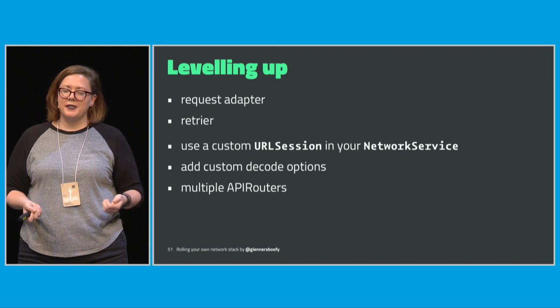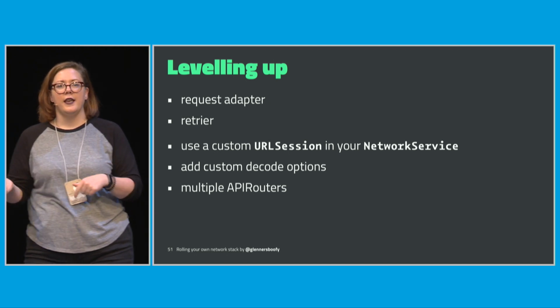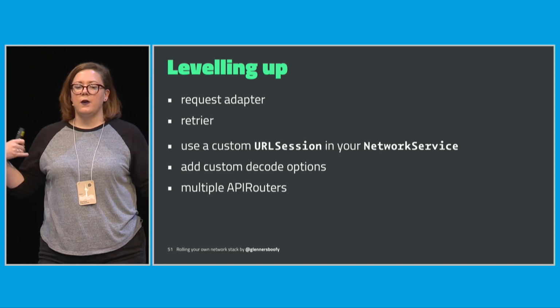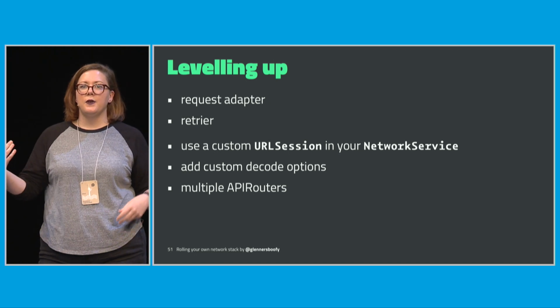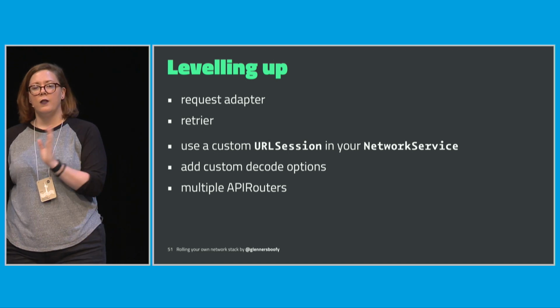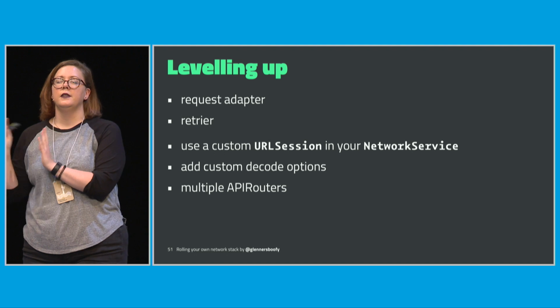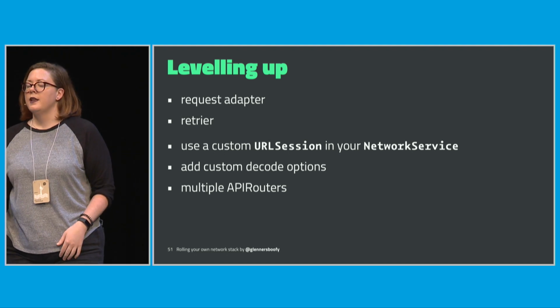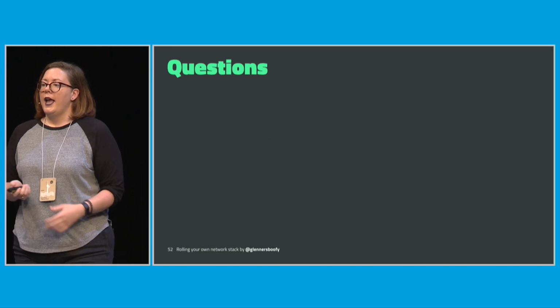And then, of course, API routers. In our case, we're using two different API services, so it was really nice to have those separated into two different API routers, because all of the relevant requests from one API service lived in one router, and the other service lived in the other router.